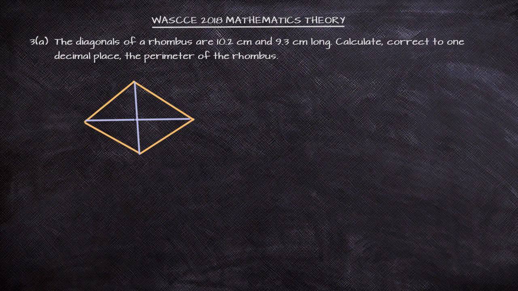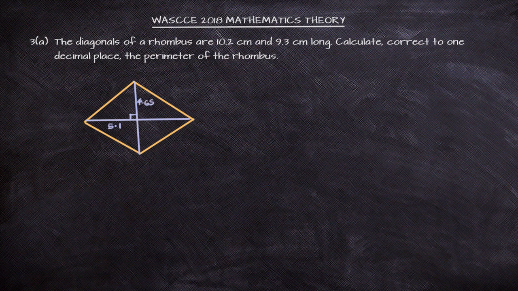So here, instead of having 10.2 centimeters, the length on the side of this diagonal, half of it will be 5.1 centimeters, and the other one will be 9.3 divided by 2, 4.65 centimeters.